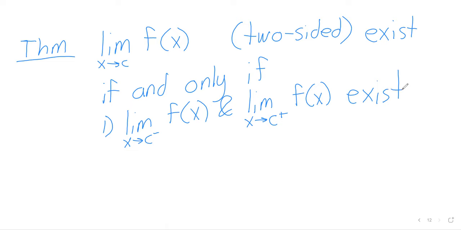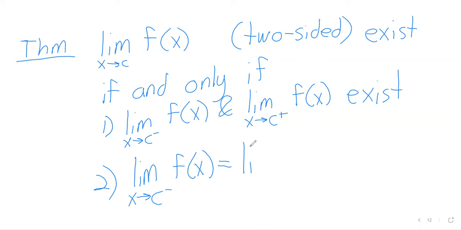So the one-sided limits have to both exist, and existing isn't enough. The one-sided limits have to be equal to each other.